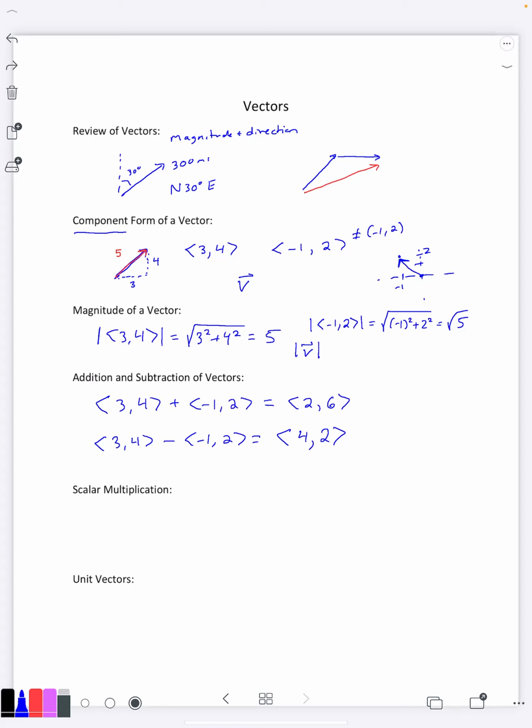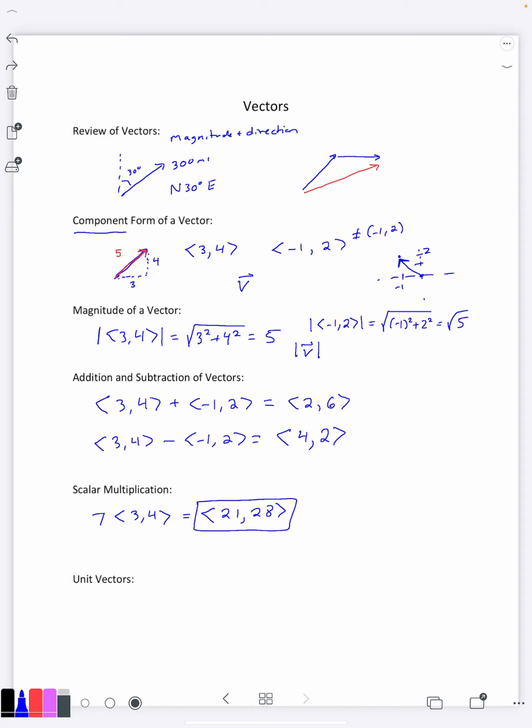Another thing that we can do with vectors is something called scalar multiplication. Scalar multiplication is when you take a number, which is not a vector, this is called a scalar, and you multiply it by a vector. And the nice thing is you just distribute it in as if you imagine parentheses: 7 times 3 is 21, 7 times 4 is 28, and we have this new vector here.